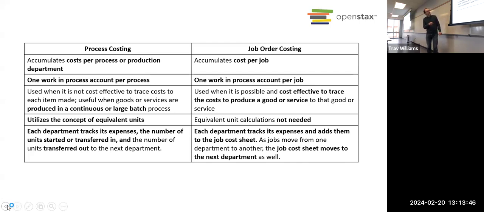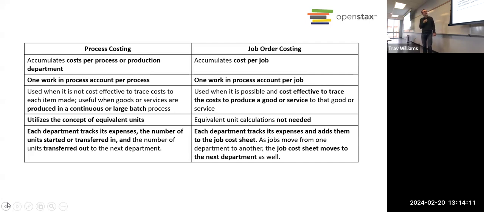We know it's for large batches or continuous production. As I mentioned, there's this new concept of equivalent units. Right? So I'll explain that when the time comes. And we have to keep track of the costs that got transferred in and the costs that get transferred out to other departments.